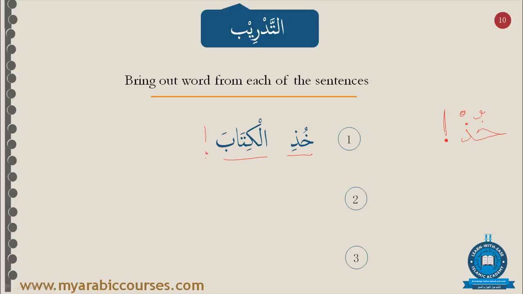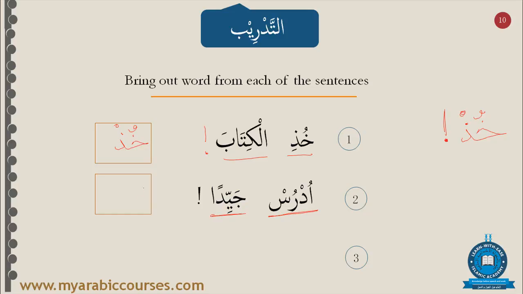Let me bring a word from this sentence. I'm going to be satisfied with bringing khudh as my choice word. Another example is udrus jayyidan. Repeat after me. Udrus jayyidan. Udrus means study, I'm commanding. Study well. So I'm happy to pick udrus as a word in this sentence. Anytime you want to tell somebody to study, you command him and say udrus.